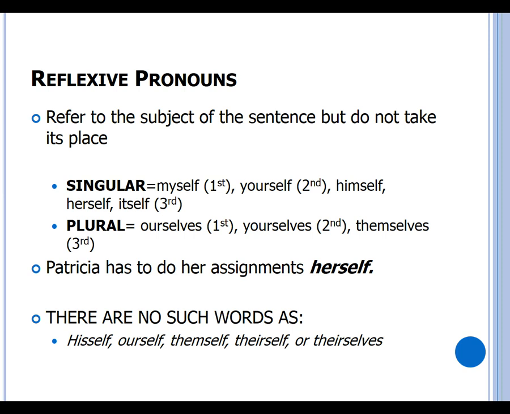For plural reflexive pronouns, there are the following: ourselves, which is first person, yourselves, which is second person, and themselves, which is third person. For example, Patricia has to do the assignment herself. The reflexive pronoun herself refers back to Patricia, emphasizing that she is the only one who can do the work. Please note, there are no such words as his self, our self, themself, their self, or their selves.